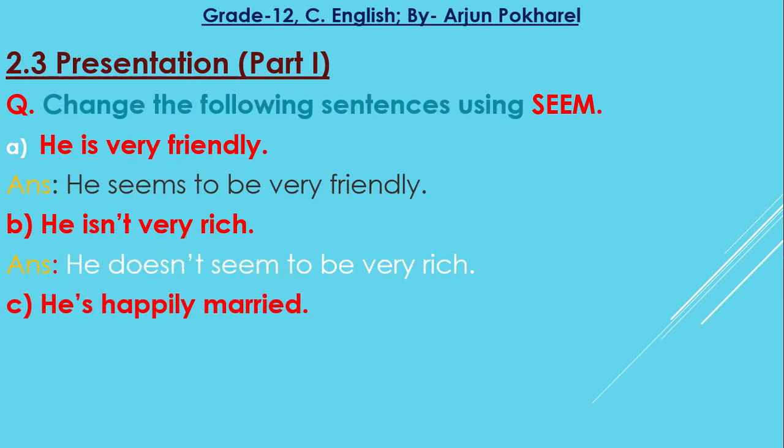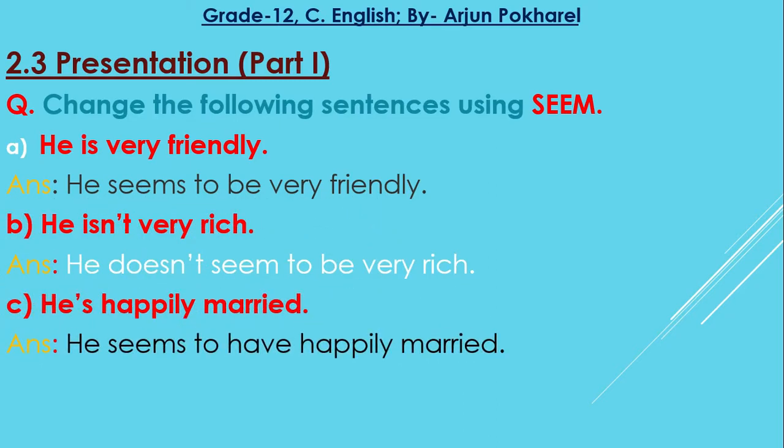Now next one is happily married. He's happily married. Here the question is he apostrophe s plus happily married. Now see here, apostrophe s plus married, what is married? V3. If there is apostrophe s plus V3, then the meaning of apostrophe s here is has. That's why we have to do, he seems to have happily married.